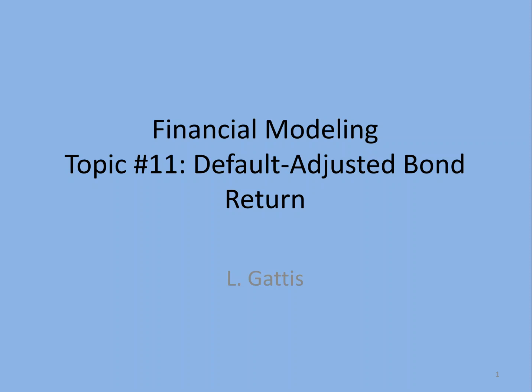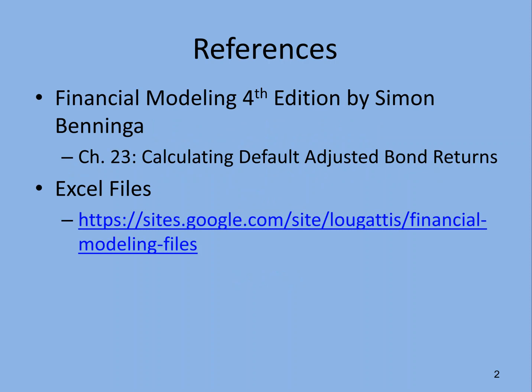Financial Modeling, Topic 11, Calculating Default Adjusted Bond Returns. References for this material are Financial Modeling, 4th edition by Simon Benninga, chapter 23. There are also some Excel files that cover this material at my Google site listed below.